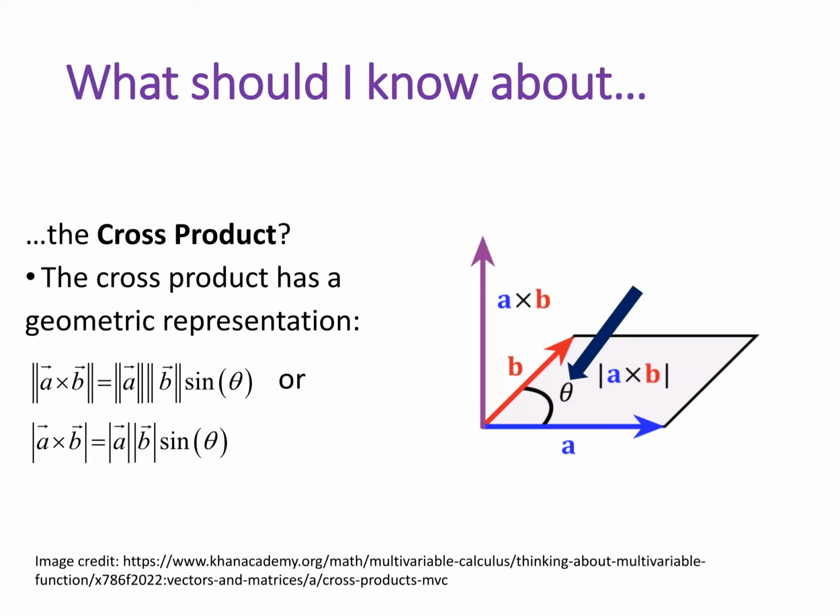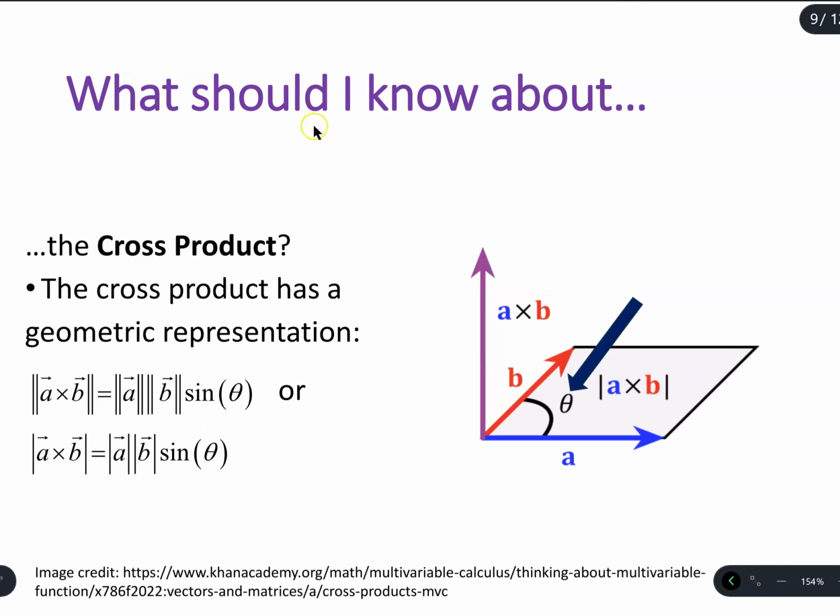So the geometric representation has to do with the angle that is separating vectors A and B, and you can see that angle indicated here in the diagram. It happens to be the case that if I take the magnitude of this vector created with the cross product, the magnitude or the length of that new vector is equal to the length or magnitude of vector A, the length or magnitude of vector B, and the sine of this angle that separates the two vectors.